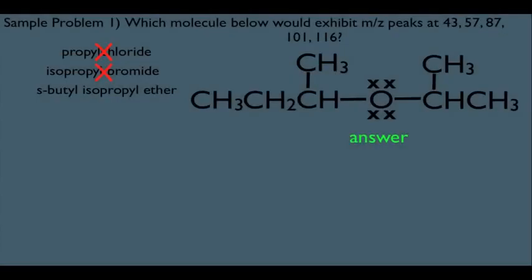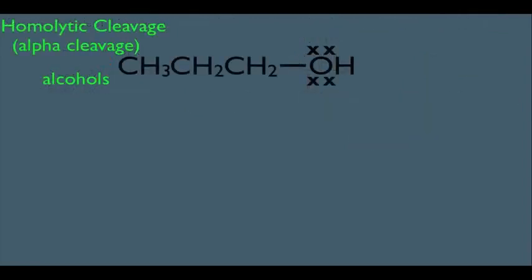So now that we have an idea on how to apply fragmentation principles to an actual problem, let's learn the remaining types of fragmentation here. What we haven't talked about so far is that even alcohols can homolytically cleave. And of course, it's going to happen in the same fashion that we've been seeing before.